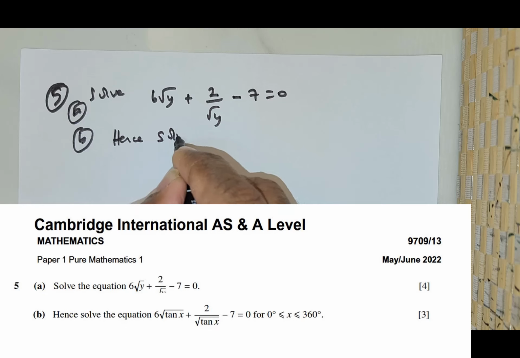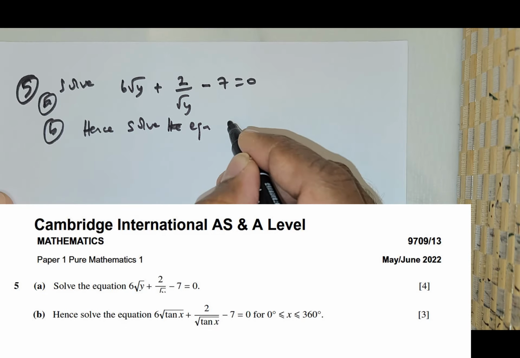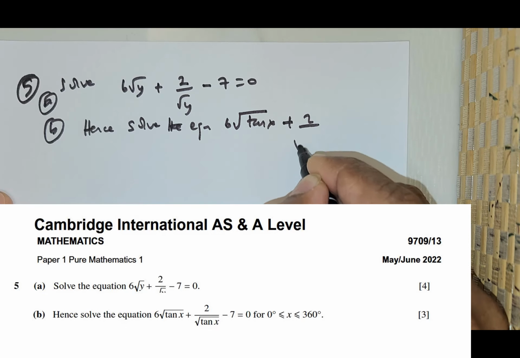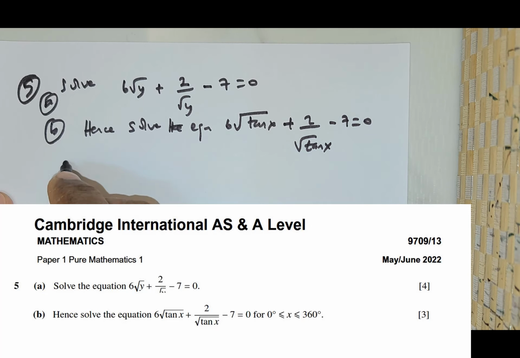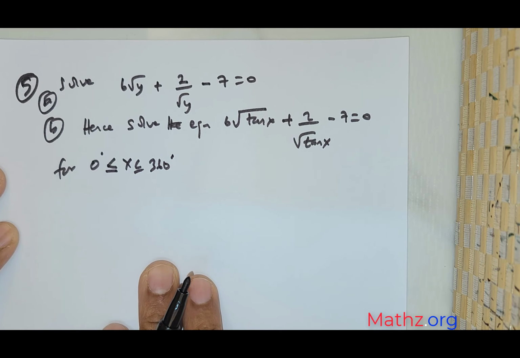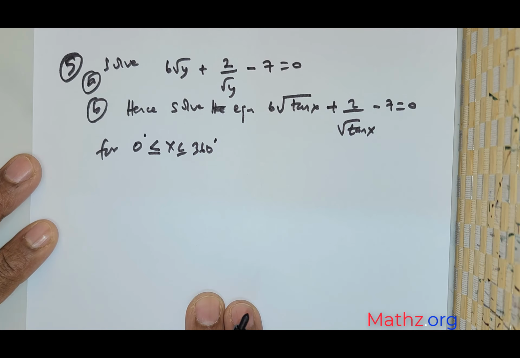Next one is, hence, solve the equation 6 times the root of tan x plus 2 over root of tan x minus 7 is equal to 0, for x lying between 0 and 360 degrees. Okay, so this is the requirement.